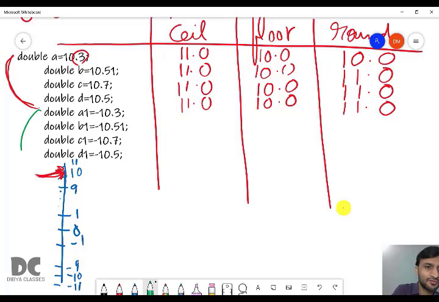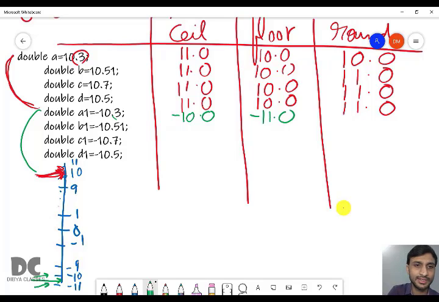Okay, next. Now this part was for positive numbers. Now we are going to solve for the negative numbers. So minus 10.3. Where does this lie? It lies somewhere between minus 10 and minus 11. Ceiling means this is the ceiling, and minus 11 is the floor. The ceiling of minus 10.3 is minus 10.0 and the floor is minus 11.0.